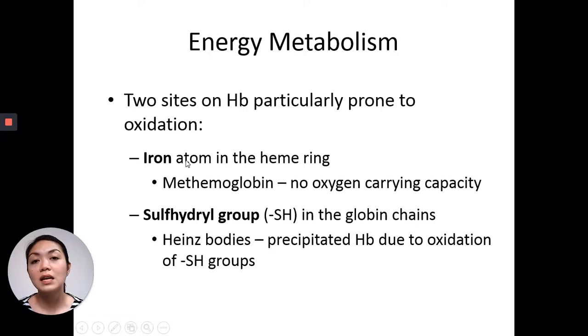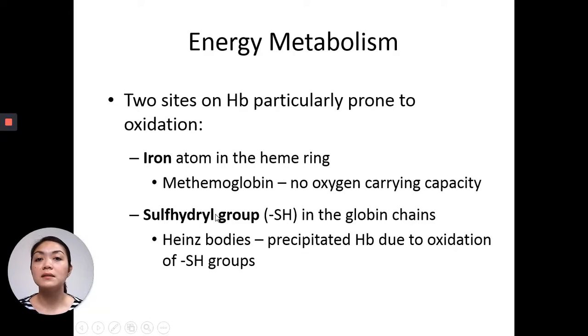So that ferric iron must be reduced back to the ferrous state. So what do you call the hemoglobin that carries iron in the ferric state? You have methemoglobin. Normal hemoglobin has iron in the ferrous state. If it has the ferric form of iron, we call it methemoglobin, and methemoglobin has no oxygen carrying capacity. So if the iron is ferric, oxygen cannot bind. That's why we need to reduce ferric iron back to the ferrous state. That's the first component prone to oxidation, iron.